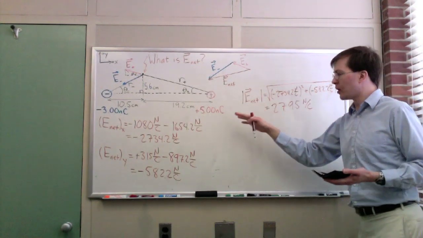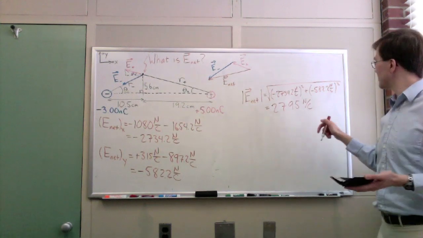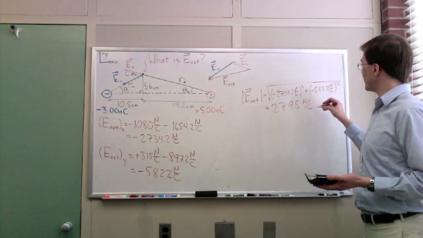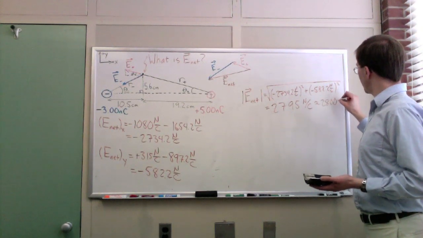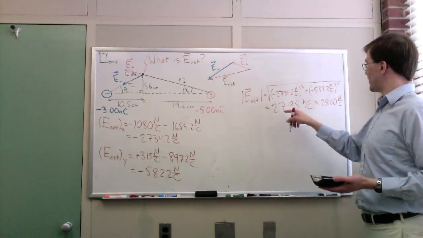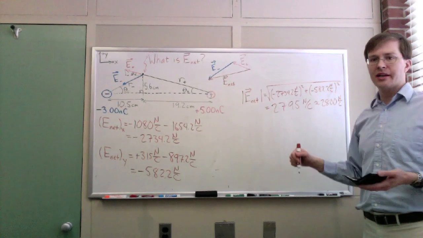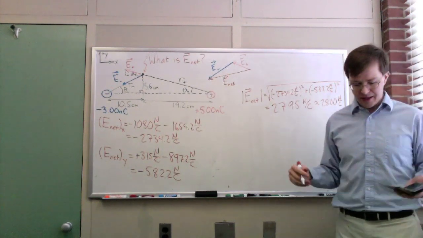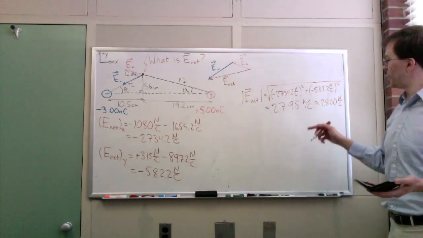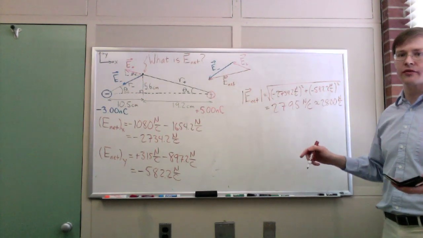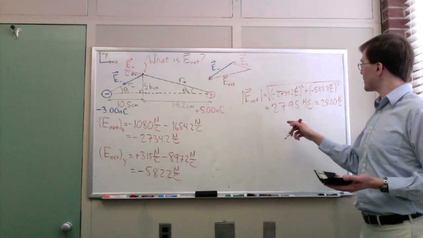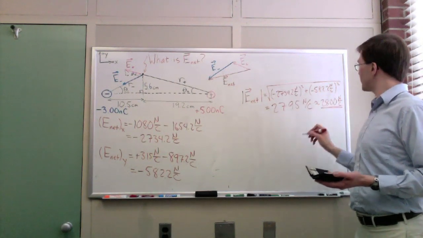I don't know what my significant digits are here really. I'd probably even call this just something like 2800 newtons per Coulomb. If I rounded to 3 significant digits, that would come out to be 2800. That seems pretty close to the level of significance I'd want. 2.80 times 10 to the third, if you want to be really precise. So I've got that. That's my net field.